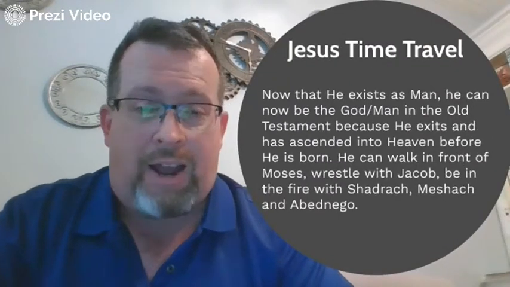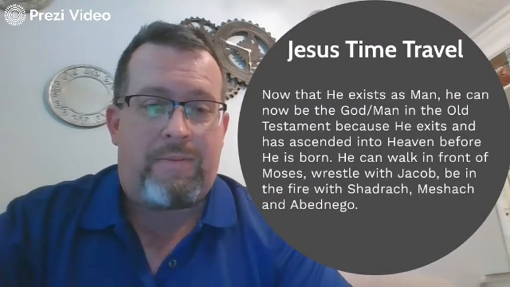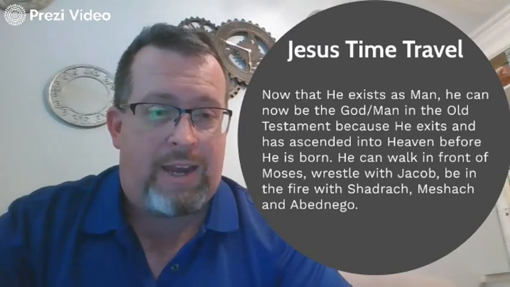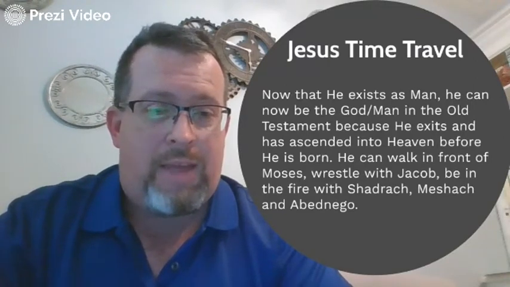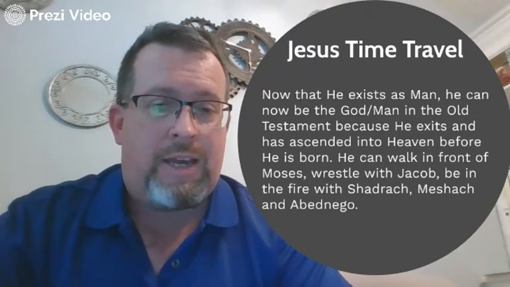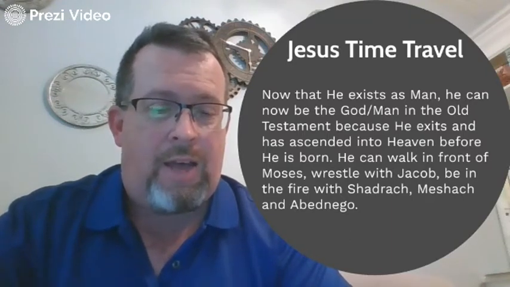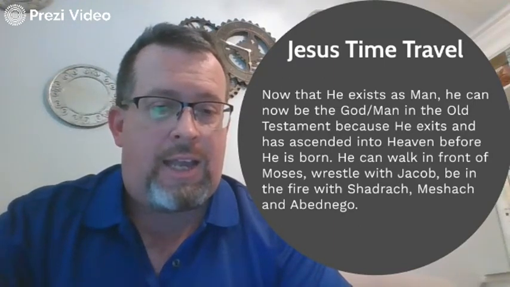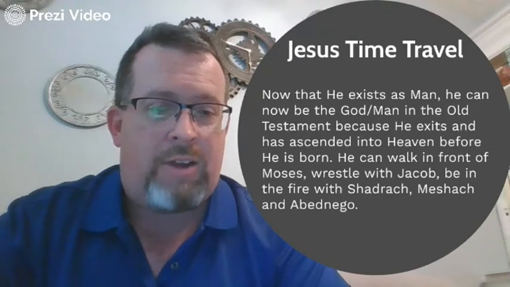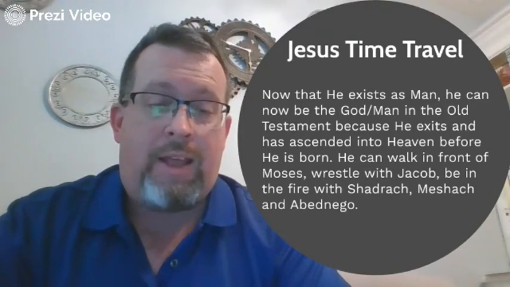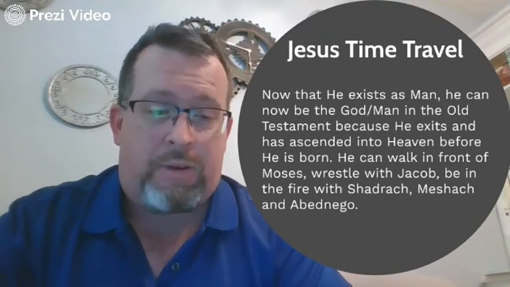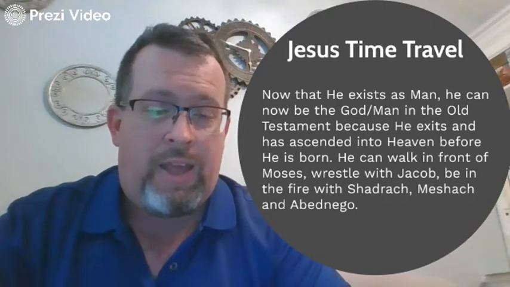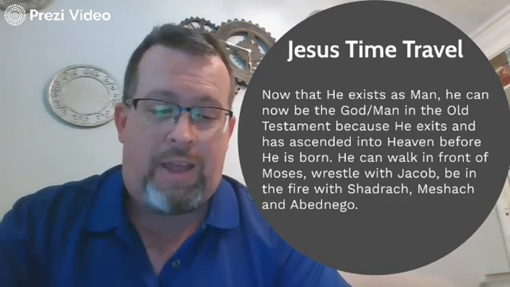So Jesus could time travel. Now that he exists as man, he can now be the God-man in the Old Testament. Because he exists and has ascended into heaven before he was born, he can walk in front of Moses. He can wrestle with Jacob. He could be in the fire with Shadrach, Meshach, and Abednego, and at the same time, that wormhole would be protecting Shadrach, Meshach, and Abednego as Jesus was in there with them.